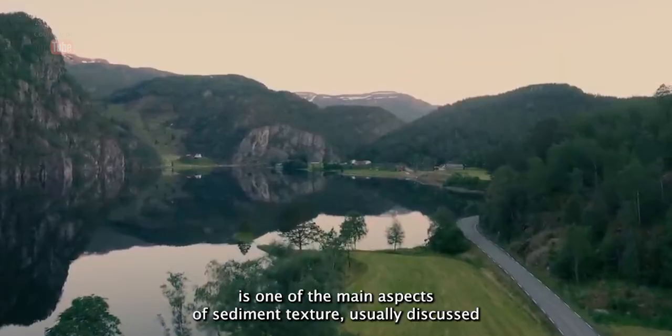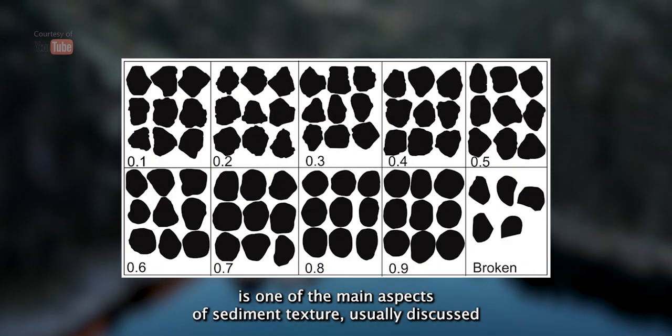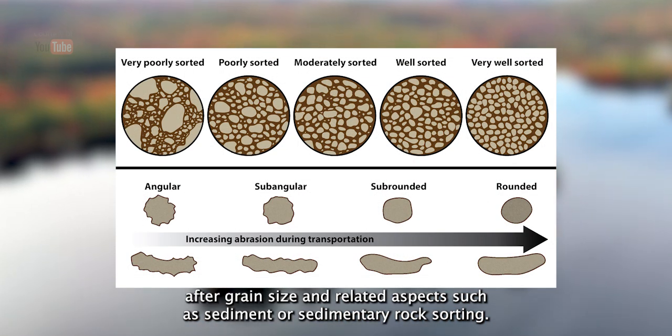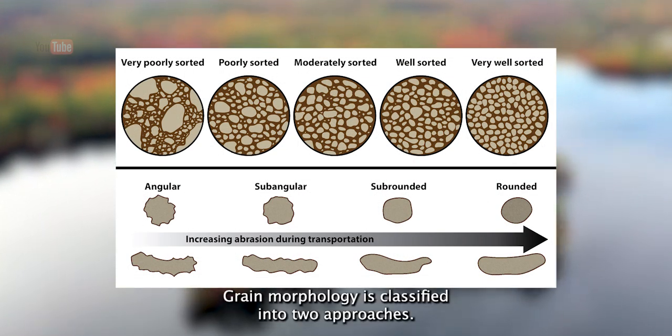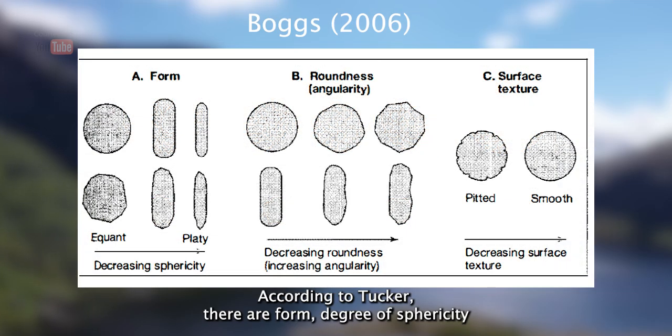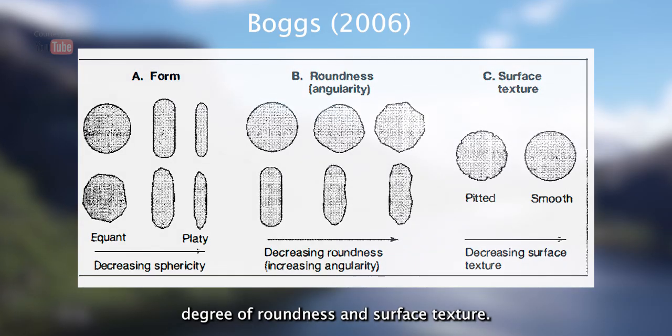Grain morphology is one of the main aspects of sediment texture, usually discussed after grain size and related aspects, such as sediment or sedimentary rock sorting. Grain morphology is classified into two approaches. According to Tucker, there are form, degree of sphericity, and the degree of roundness. And according to Pettijohn and Box, they are form, degree of roundness, and surface texture.